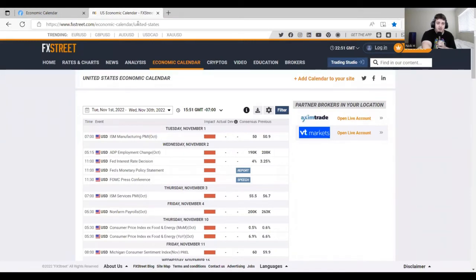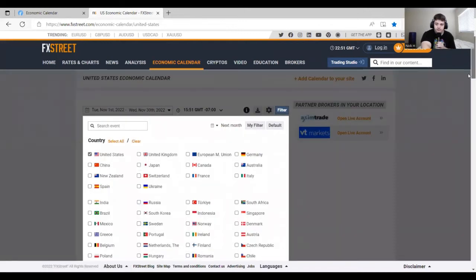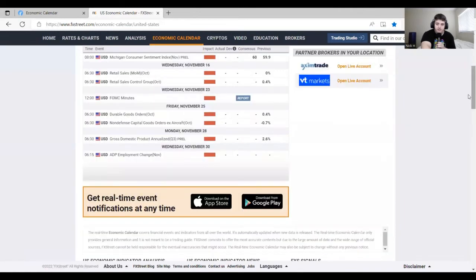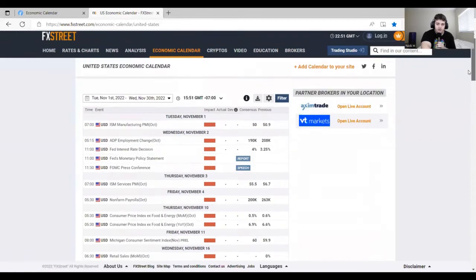fxstreet.com/economic calendar/United States. And then you can go in here and filter. And I like to filter for high only. You can put medium if you want. Then you just go apply filter. And then it shows you for the whole month what's coming up.